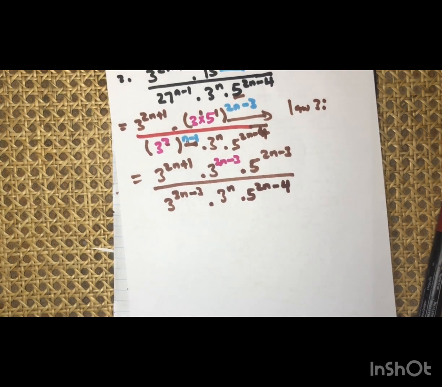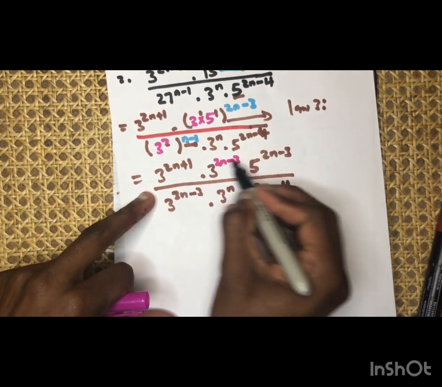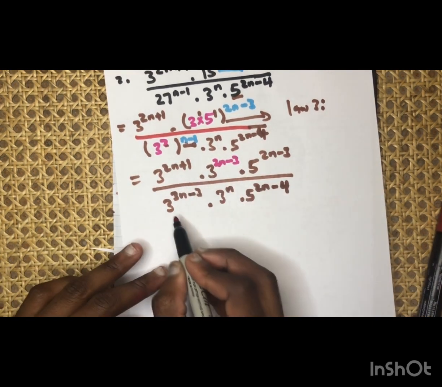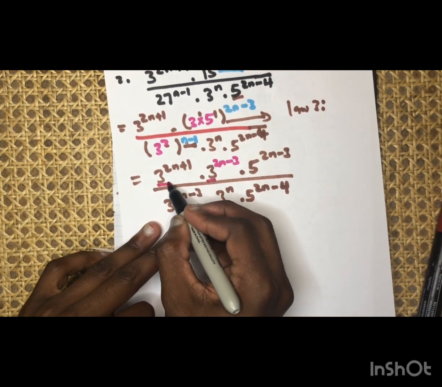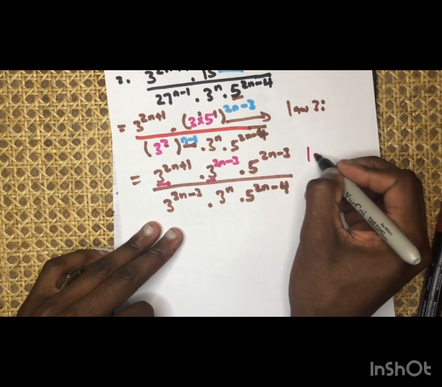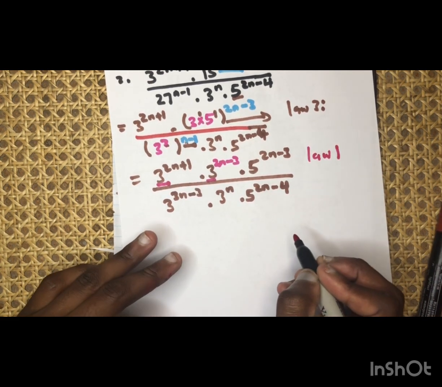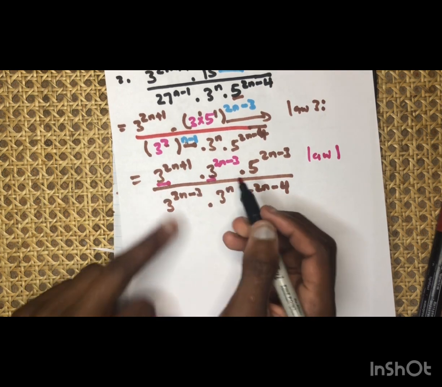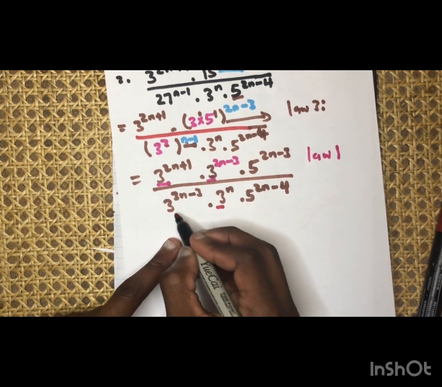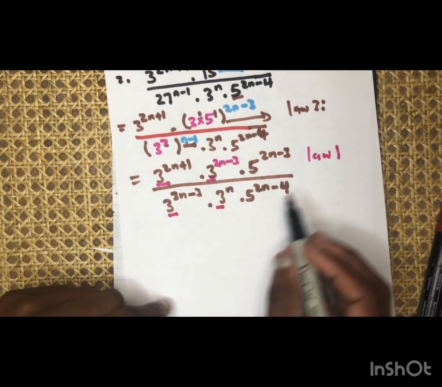Okay, hope we are good, guys. So now, which law am I going to apply on the numerator and which law on the denominator? Can you see the bases are the same? I'm going to apply law number 1 on the numerator, with these prime bases, which are 3 and 3. And also here with 3 and 3, I'm going to apply law number 1.